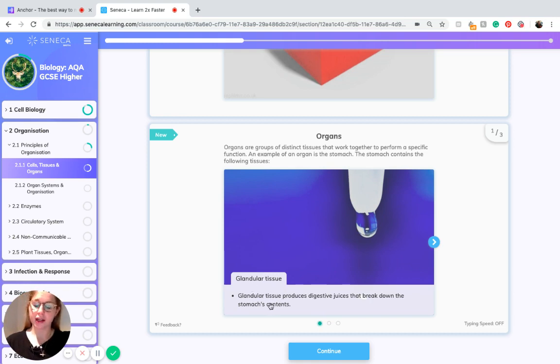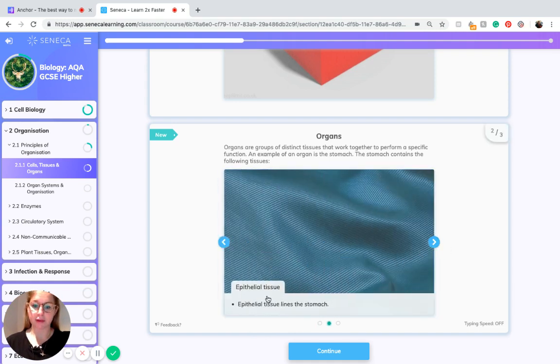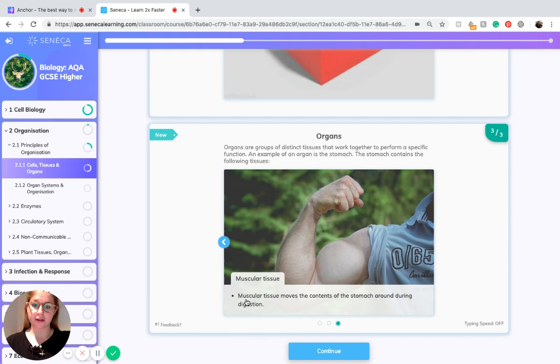Glandular tissue. Glandular tissue produces digestive juices that break down the stomach's contents. Epithelial tissue. Epithelial tissue lines the stomach. And muscular tissue. Muscular tissue moves the contents of the stomach around during digestion.